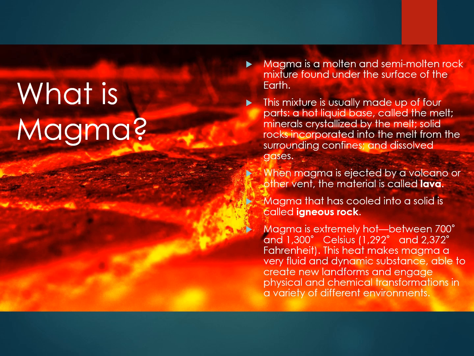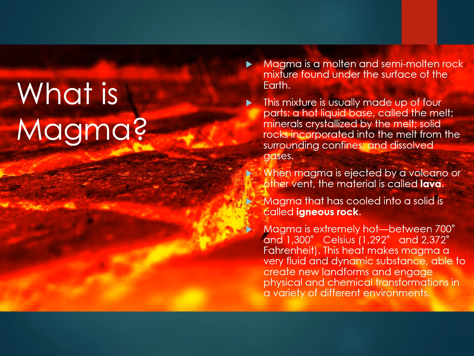This mixture is usually made up of four parts: a hot liquid base called the melt, minerals crystallized by the melt, the solid rocks incorporated into the melt from the surrounding confines, and the dissolved gases. When magma is ejected by a volcano or other vent, the material is called lava. Magma that has cooled into a solid is called igneous rock.